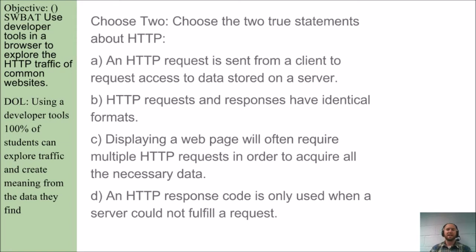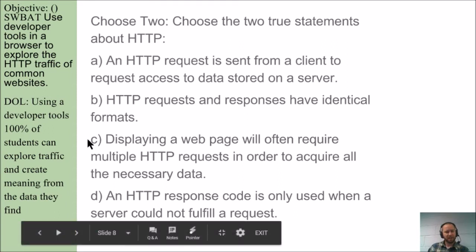And from what I understand, you can have a question like this on the AP test where there's two things that you need to select. So, what two are true? A, an HTTP request is sent from a client to request access to data stored on a server. B, HTTP requests and responses have identical formats. C, displaying a web page will often require multiple HTTP requests in order to acquire all the necessary data. Or D, an HTTP response code is only used when a server could not fulfill a request.